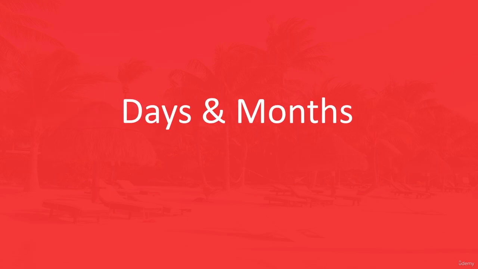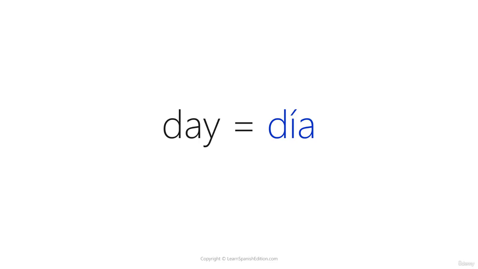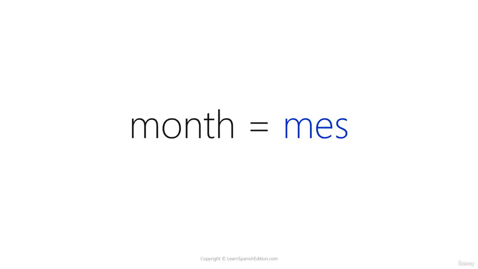In this lesson, we're going to learn how to say the days of the week and the months of the year in Spanish. Of course, these are super useful when talking about plans, birthdays, routines, pretty much anything. First of all, the word for day in Spanish is día, and the word for month is mes. Now, let's start with the 7 days of the week.